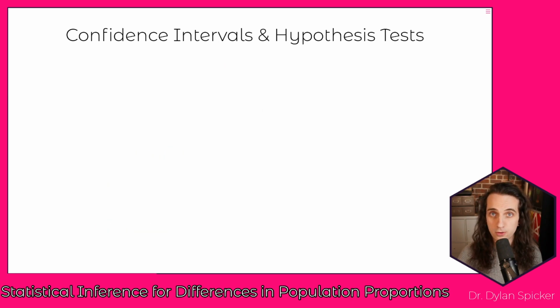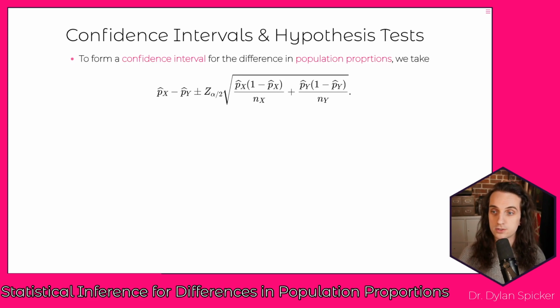So how do we go about forming our confidence intervals and hypothesis tests? Well, in this situation, we can turn to a standard z-based confidence interval. So we take our estimators for px minus py, plus or minus our z critical value at the alpha over 2 level, and then we plug in our estimated variances here, right?